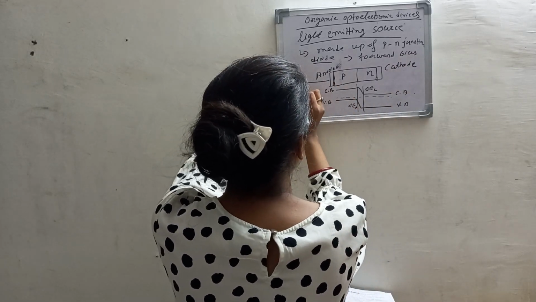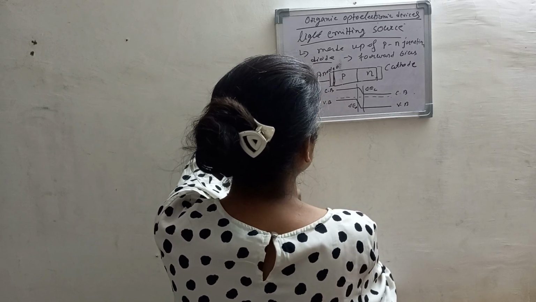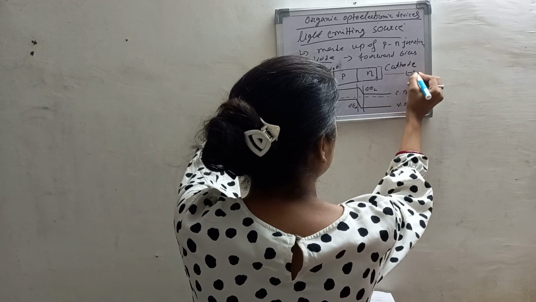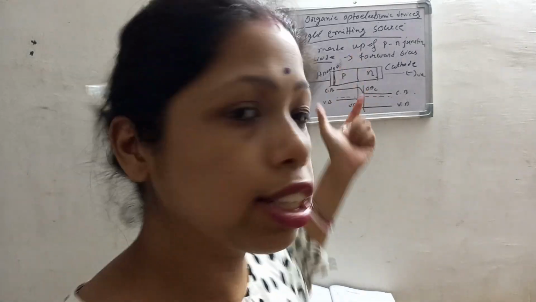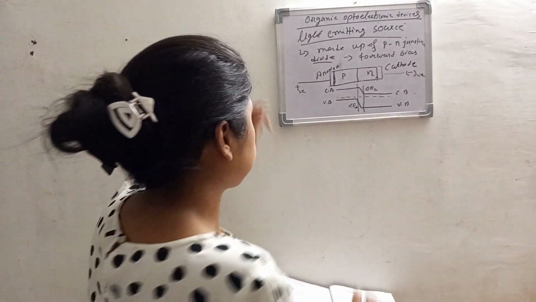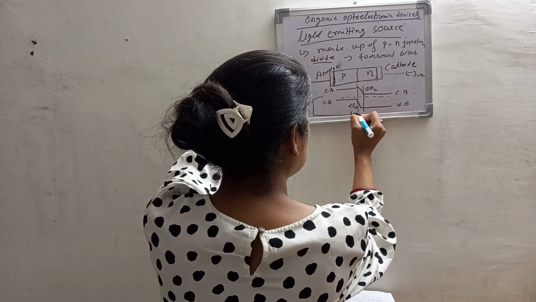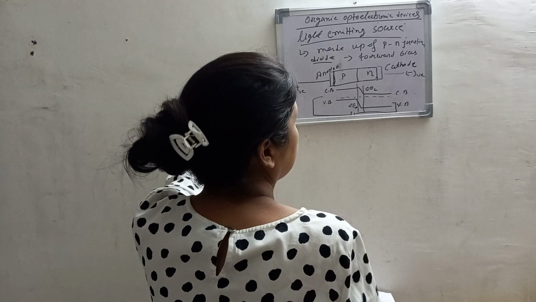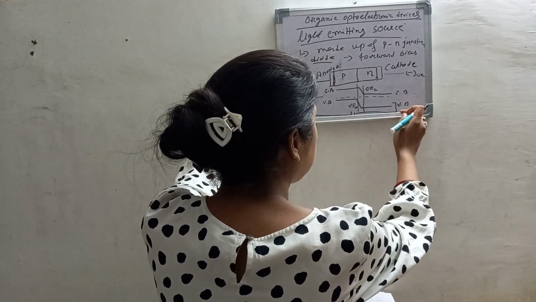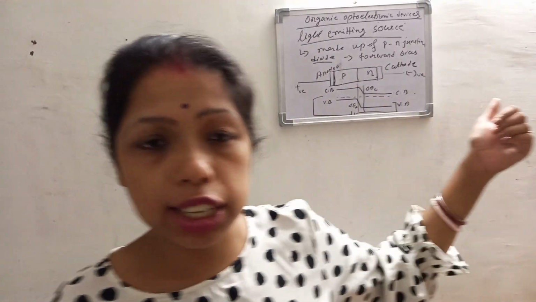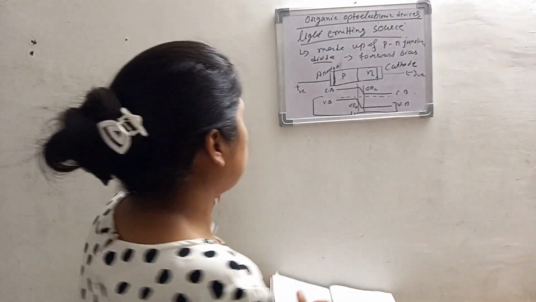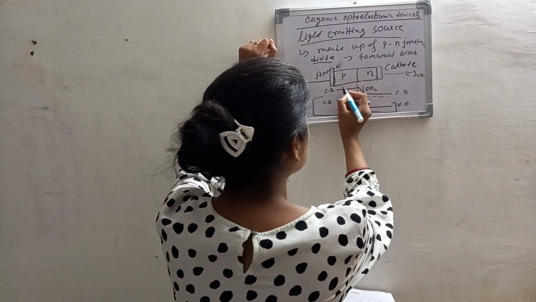Now forward bias means we apply the positive voltage at the anode side and the negative voltage at the cathode side. So this is under the forward bias. Now in the case of the p-type semiconductor, holes are the majority carriers, and in the case of the n-type semiconductor, electrons are the majority carriers.